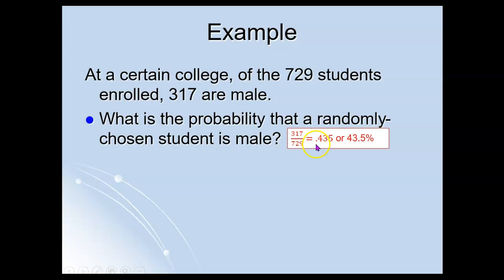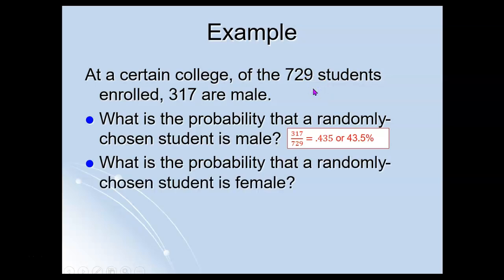If you divide that, it comes out to be, when I round to 3 decimal places, 0.435. As a percentage, that would be 43.5%. 43.5% of the students are male. So that means there's a 43.5% probability that any one randomly chosen student would be one of the male students.